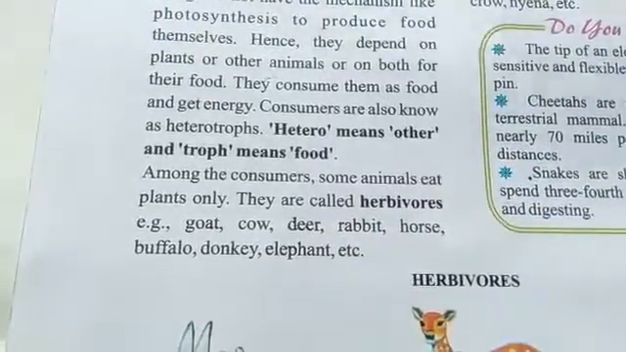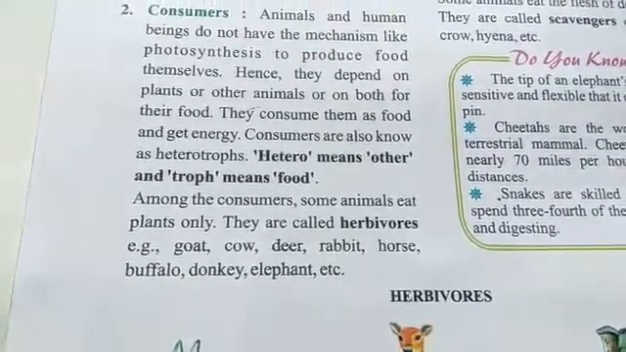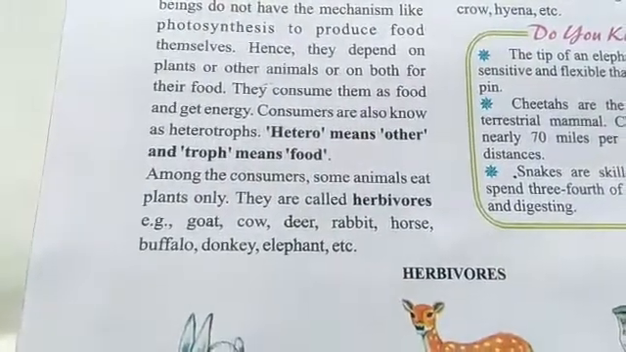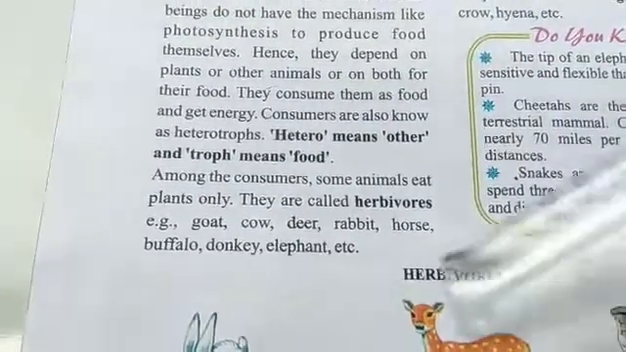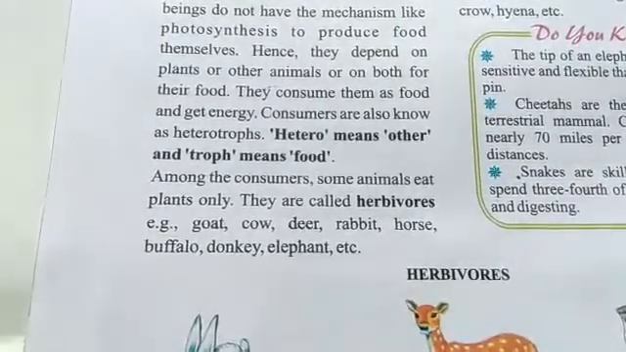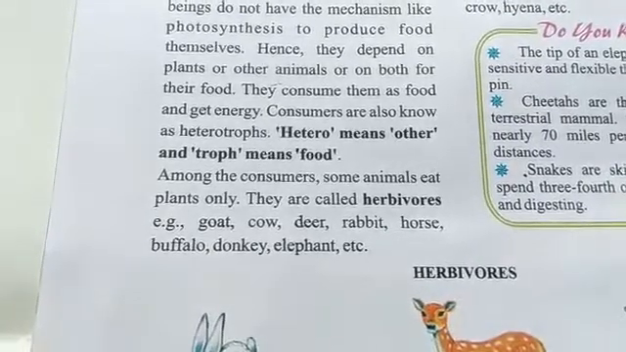Now, among these consumers, some animals eat only grasses or plant products. They are known as herbivorous, because they eat only plant products. Examples are goat, cow, deer, etc.